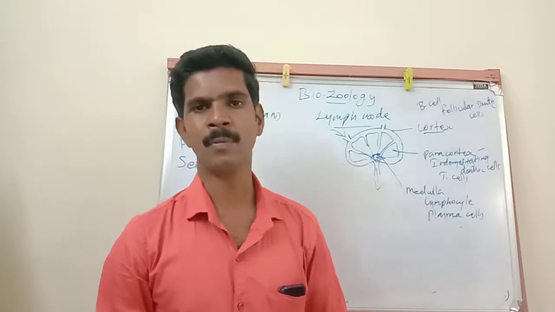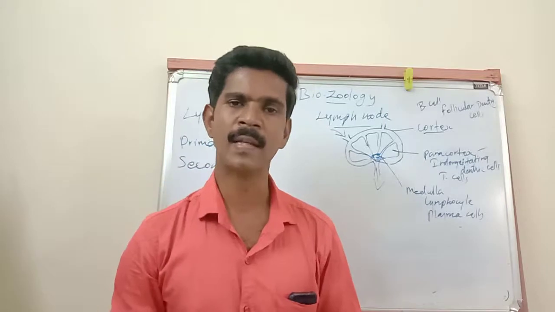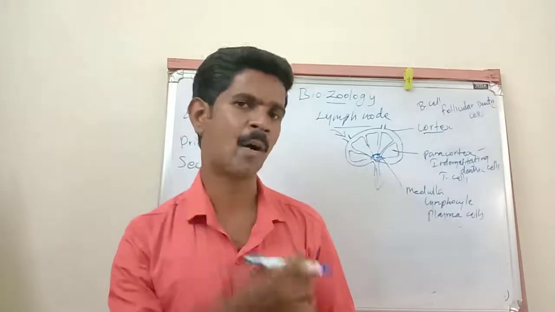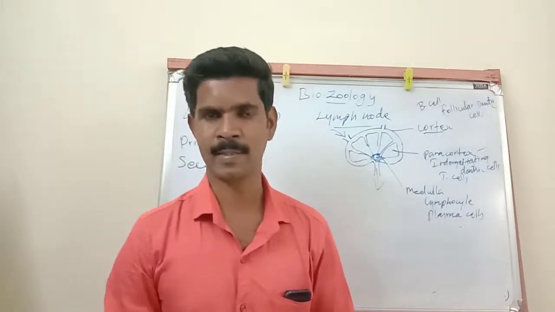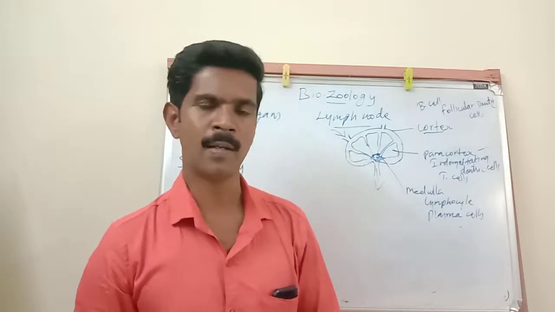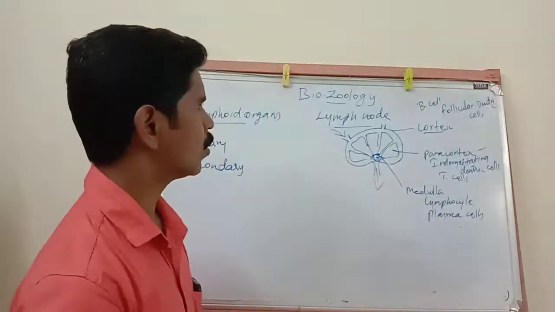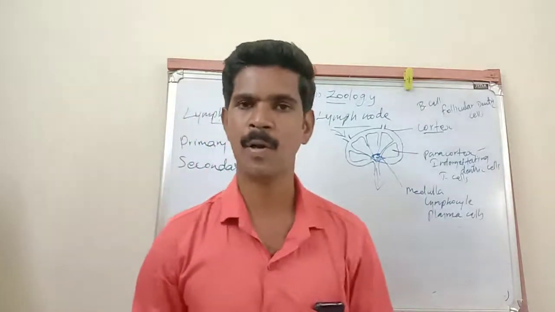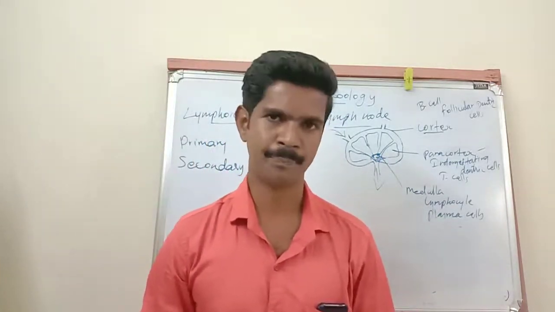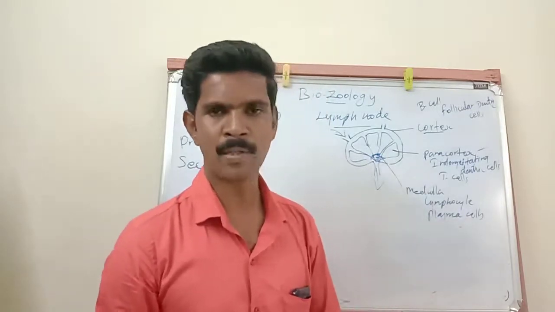Then the last point about the lymph node is that lymph nodes are highly present under the neck region, chin region, armpit, and also in the groin region. These regions consist of a large amount of lymph nodes. Understand, my dear students? So now we have completed one important secondary lymphoid organ, the lymph node. Now we are going to study some lymphoid tissues.